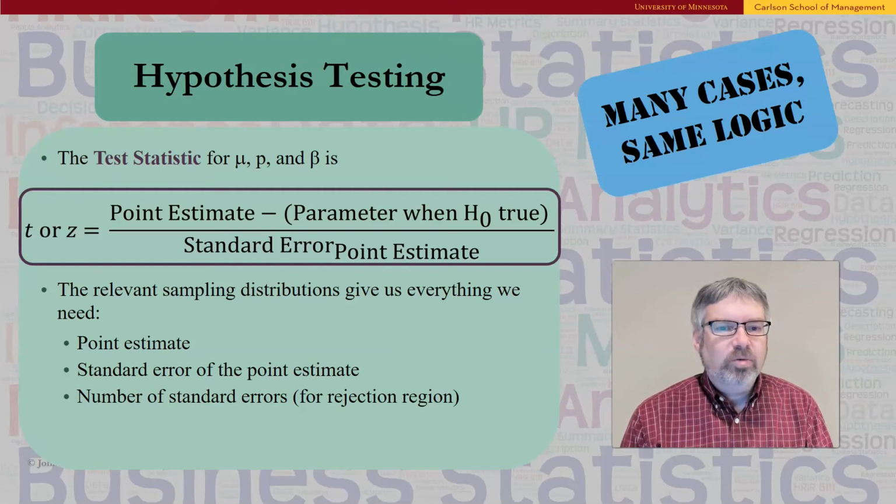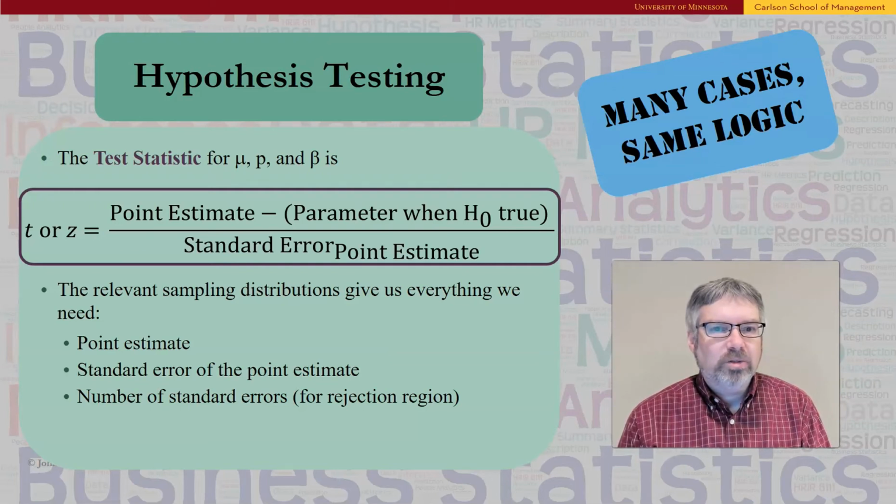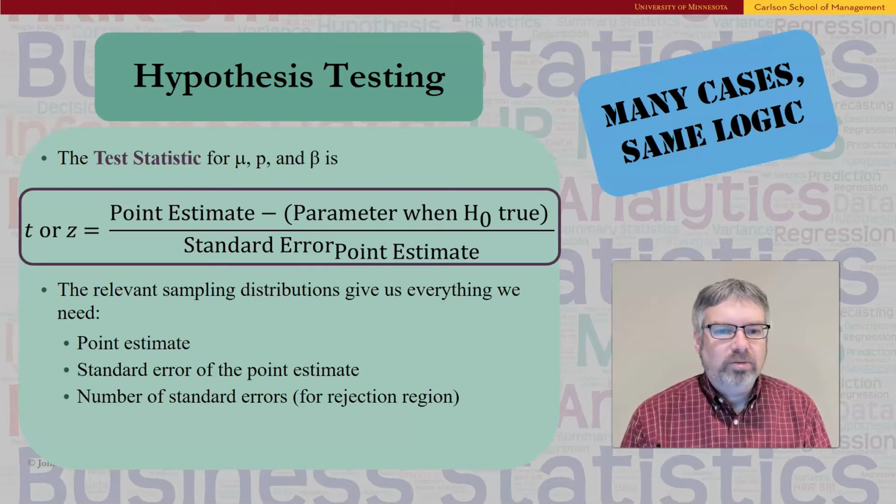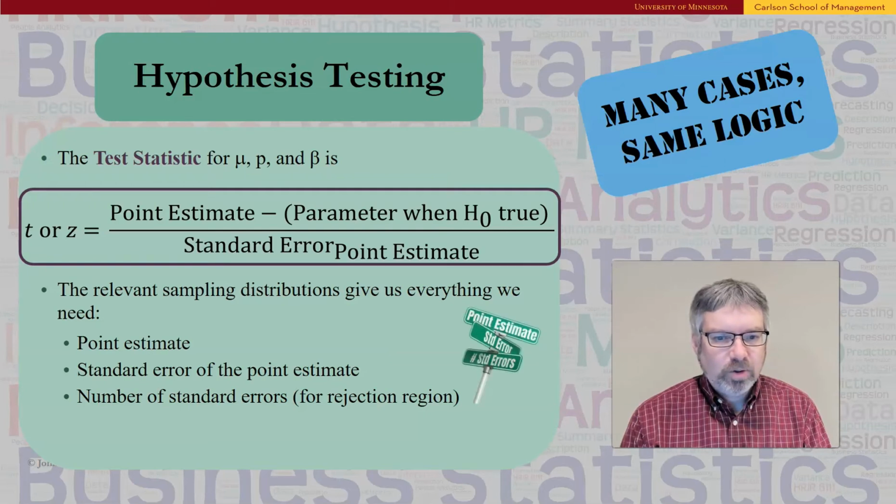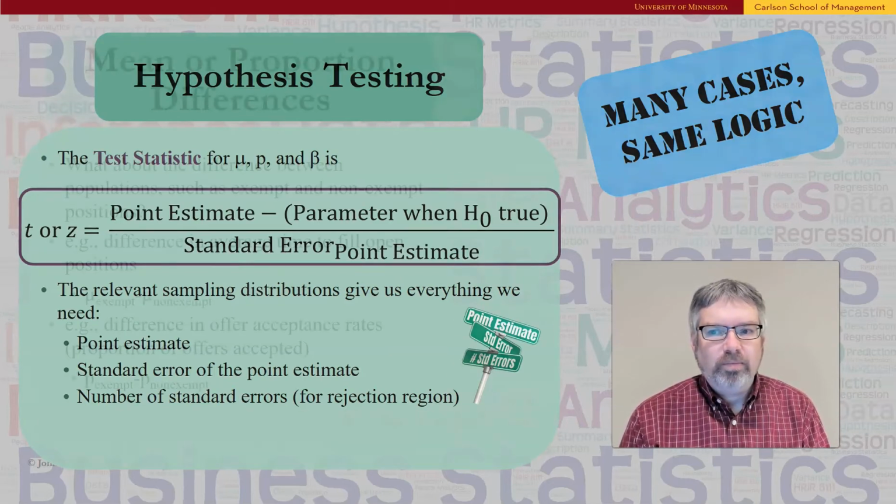And again, if we know the sampling distribution of our point estimate or our test statistic, like x bar or b in the regression context, then the sampling distribution gives us everything we need to know. It gives us the point estimate, it gives us the standard error, and in terms of defining the rejection region, it gives us the appropriate number of standard errors. So again, the sampling distribution of our sample statistic is essential in tackling hypothesis testing.